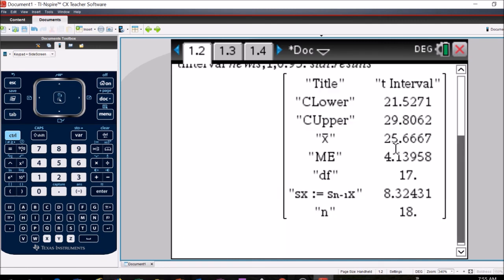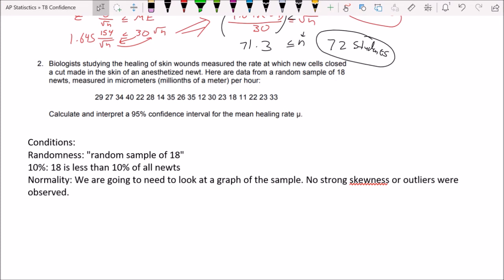Okay, and so there is our confidence interval. So it looks like 21.5 to 29.8. And notice that in the background, it's calculating all the other aspects of that formula for us. It's noticing what the degrees of freedom is. It notices what the margin of error is. It calculated x-bar for us, and then it actually gave us the interval. So let's go write that down.